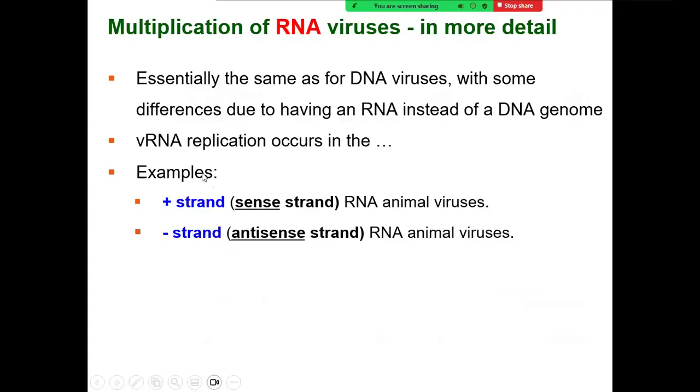Viral RNA replication occurs in the cytoplasm. And when we're talking about single-strand RNA genome for a virus, you need to state whether it is a positive sense-strand RNA, single-strand RNA virus, or the negative sense-strand, antisense-strand RNA animal virus. The ribosome can read the positive single-strand RNA viral genome. It cannot read the negative single-strand RNA genome. Any question about any of that?